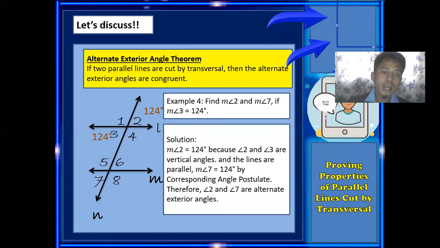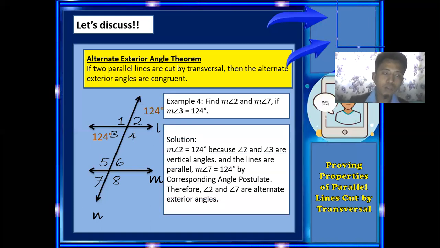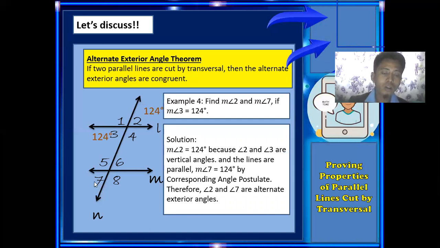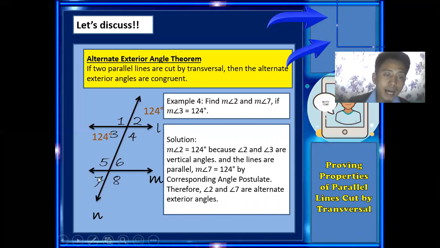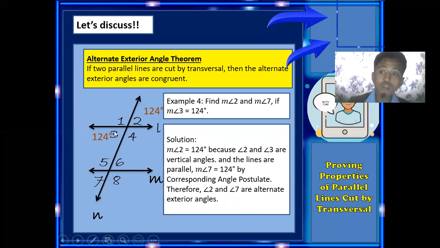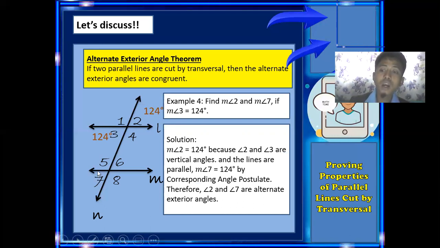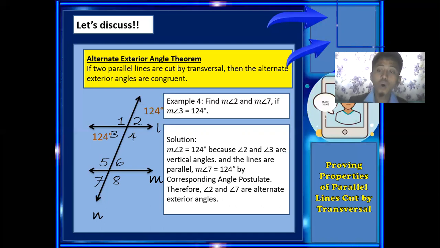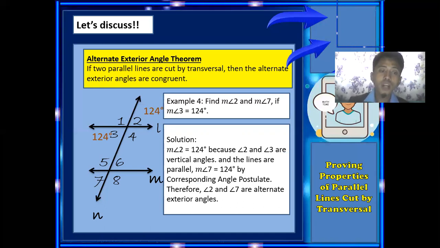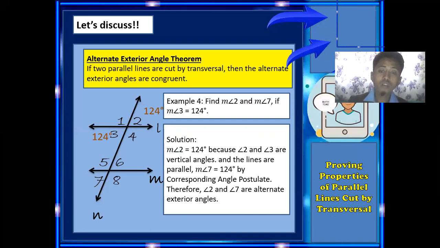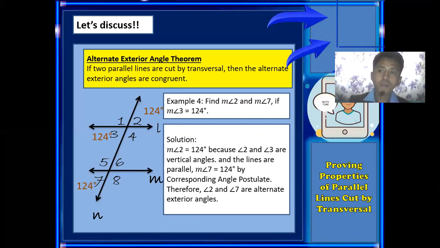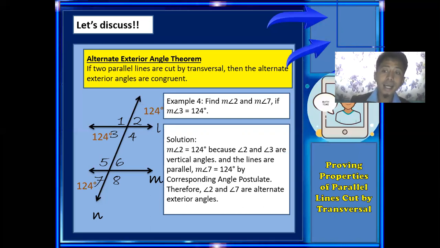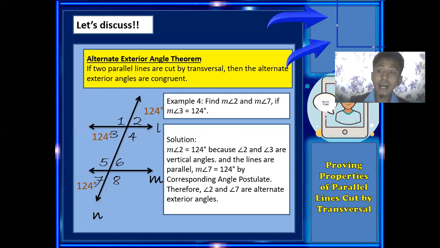And then angle 7, this one. Angle 7 and angle 3 are corresponding angles. Based on the corresponding angles postulate, once you have two corresponding angles, their measurements are congruent or equal. So this is also 124 degrees by the corresponding angles postulate.